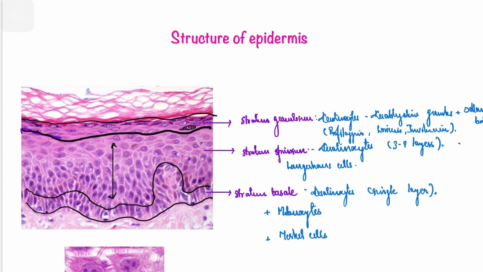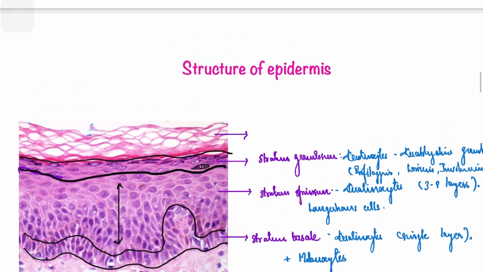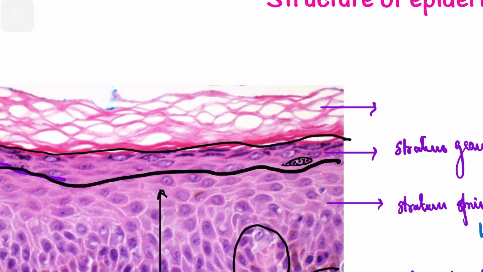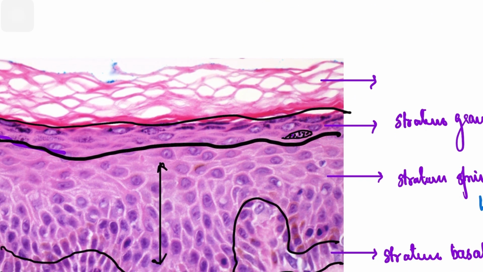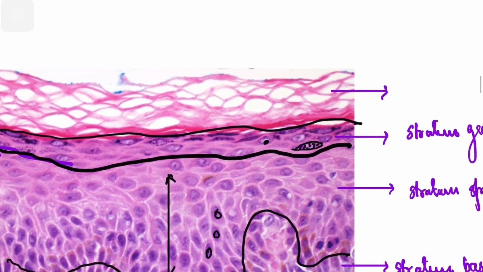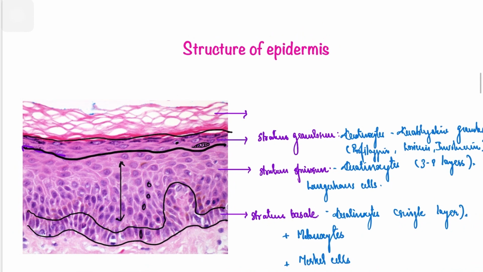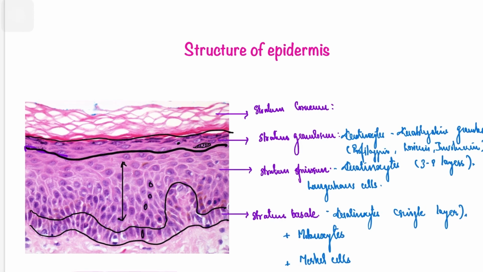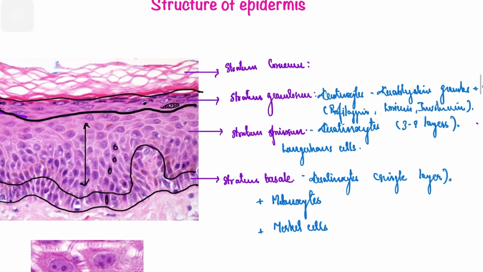And the layer above the stratum granulosum is an anucleated layer. You don't see the nucleus in it. Okay, you can see nucleus in the basal layer, in the spinous layer, and even the granule layer. But in stratum corneum, you don't see any nucleus. It's called stratum corneum. Okay, it's an anucleated layer.